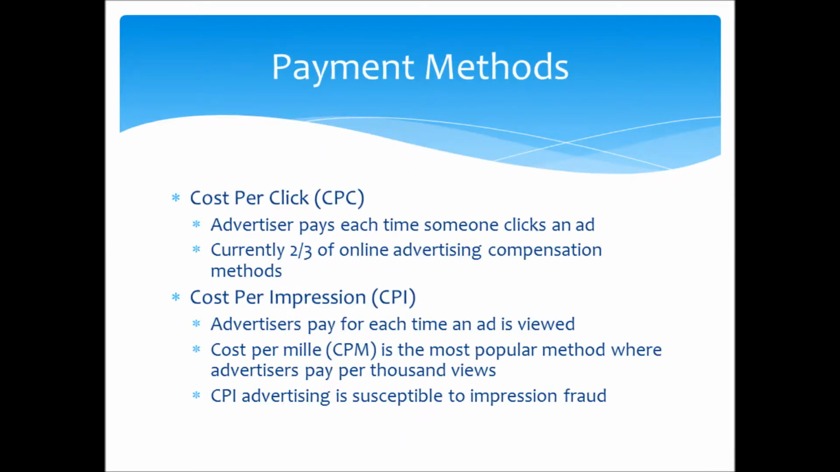Advertisers pay for their ads in a variety of different ways on the web. One method is cost per click, where the advertiser pays each time someone clicks on an ad. Currently, 2/3 of online advertising compensation methods use cost per click. Another method is cost per impression, where advertisers pay each time an ad is viewed. Cost per mille is the most popular method of cost per impression advertising compensation. This is where advertisers pay per 1,000 views each ad receives. One problem with cost per impression advertising is that it's susceptible to impression fraud.